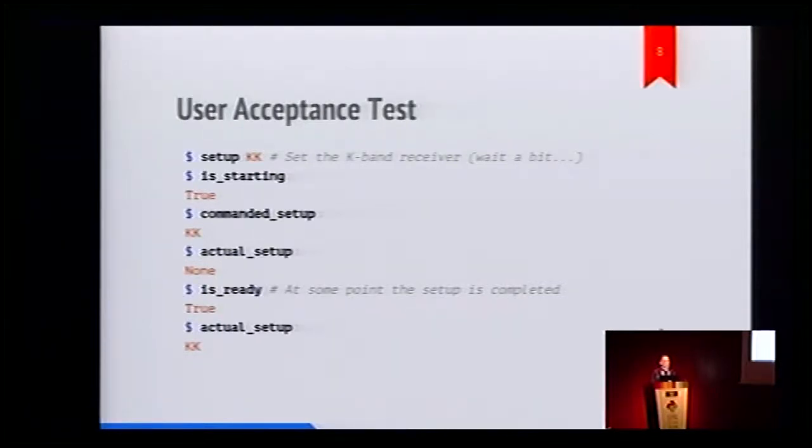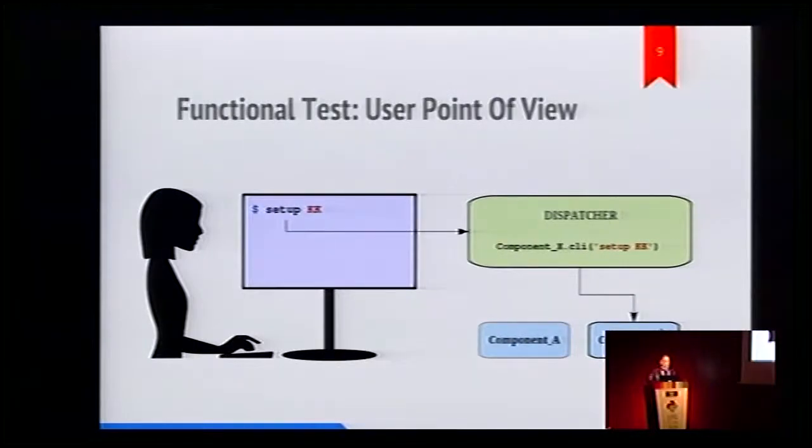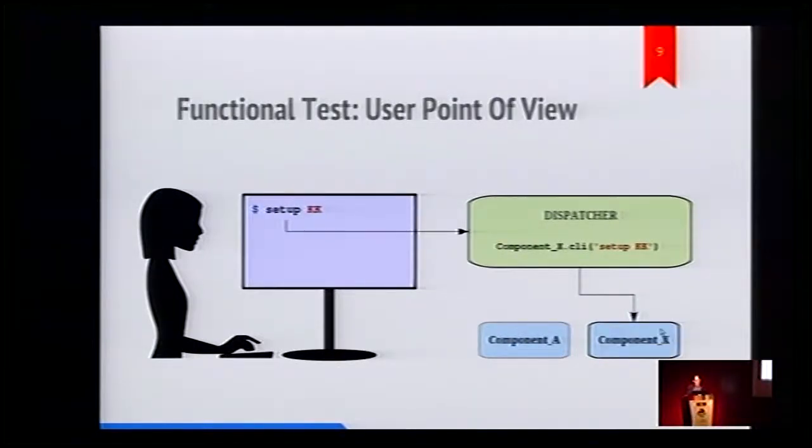The actual setup is unknown because the system is not yet ready. But when it's ready, the actual setup is equal to the commanded setup. This is a manual test, and from now on, we start writing automated tests. The first one is the functional test, and this picture is the typical scenario. So the astronomer from the command line issues a setup KK.